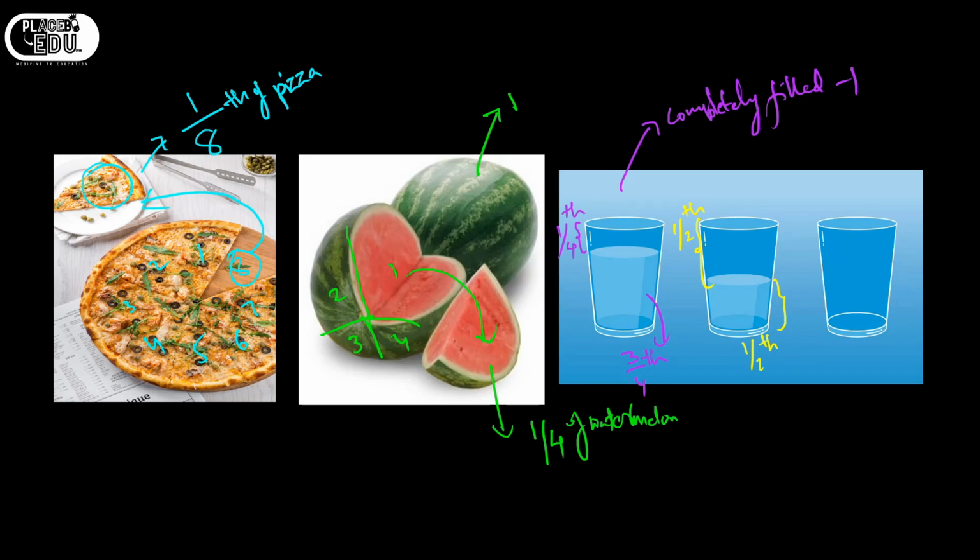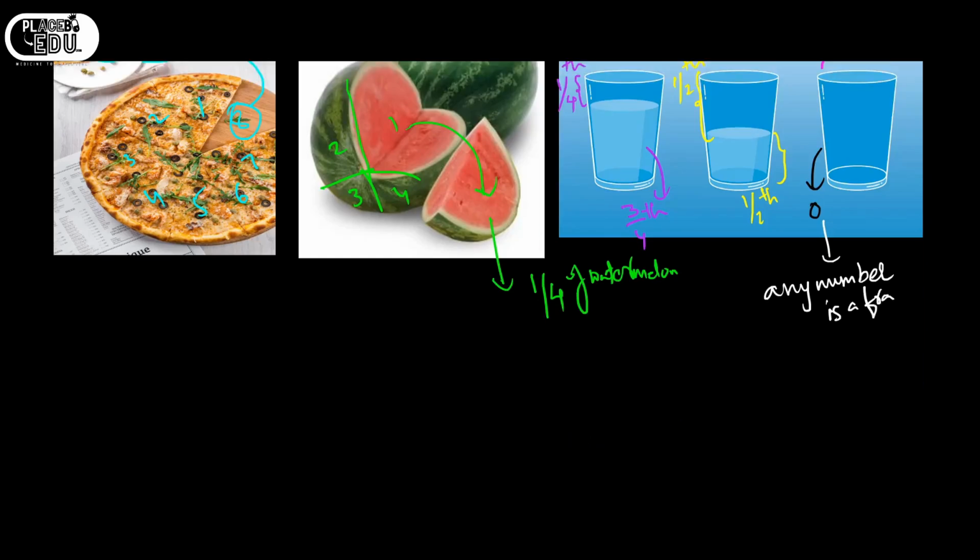Now this is an important example. Here the glass is empty, right? So how can we say it in fractions? That is very easy. We can represent it as 0. Wait, is 0 a fraction? Yeah, it's a fraction. Any number is a fraction. How? I am going to explain it.